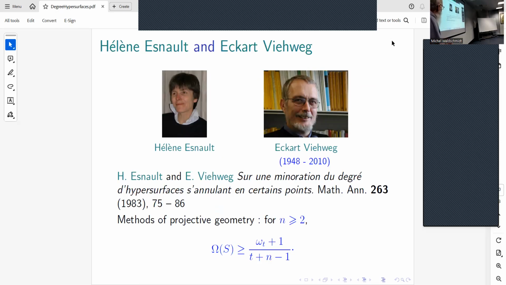Another method, which is a method from projective geometry, was used by Esnault and Viehweg to prove that omega of s is at least omega t plus 1, divided by t plus n minus 1. And now if you take it down, this is the one which I did for n equal 2. So the result comes from several improvements of the bound.